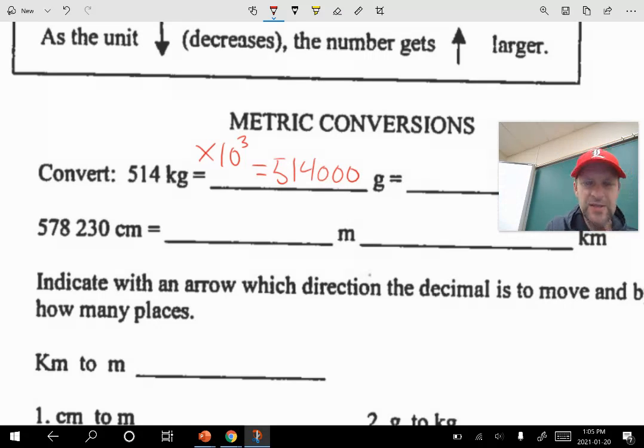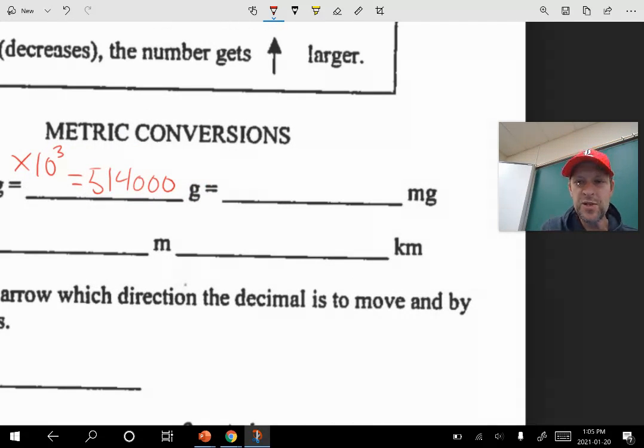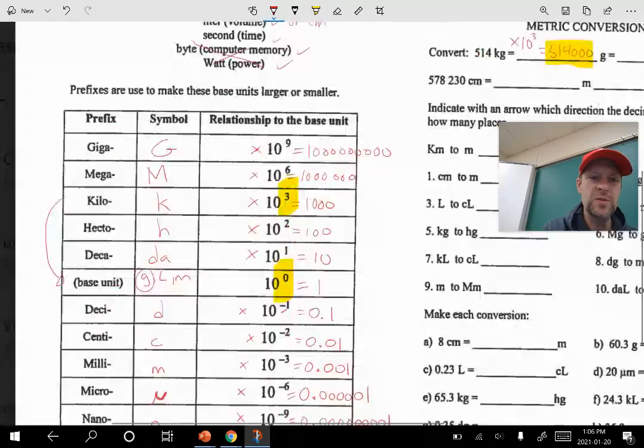Try typing that into your calculator and making sure you can get it. Next, it wants us to convert to milligrams. So let's take our newly found number here, the 514,000 grams, and try and convert it to milligrams, grams to milligrams. So let's go back to our table.